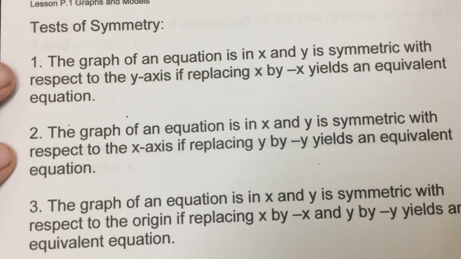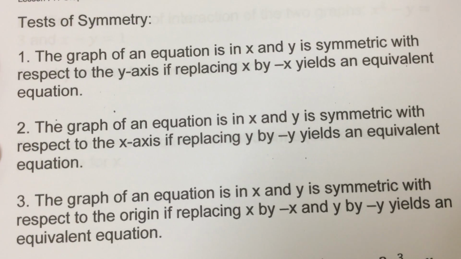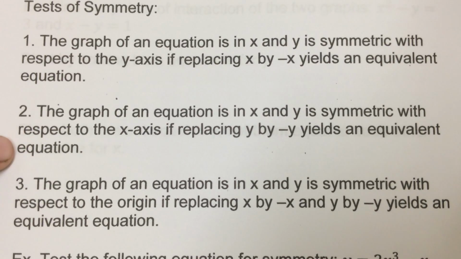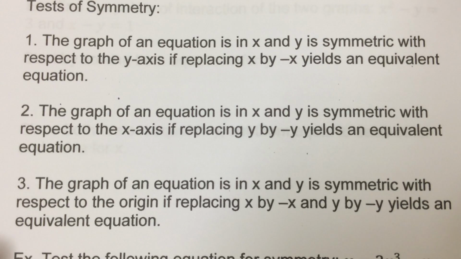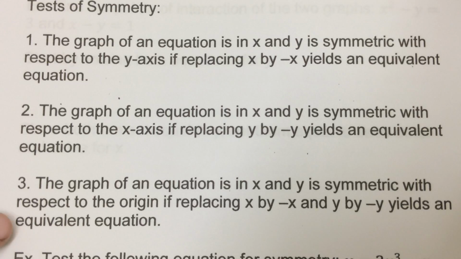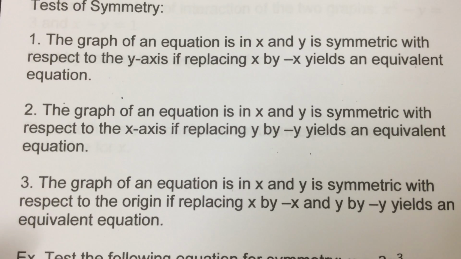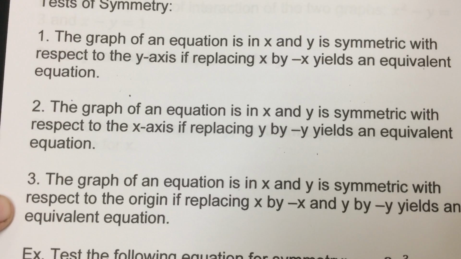So, tests for symmetry. Well, first you're going to go through and you're going to put a negative x in for every x in the equation. If you get the exact same equation out, then it's going to be symmetric with respect to the y-axis. If we put in a negative y and we get the same thing back out, then it's going to be symmetric about the x. And if we have to put a negative x and a negative y in to get the same thing, it's going to be symmetric about the origin.